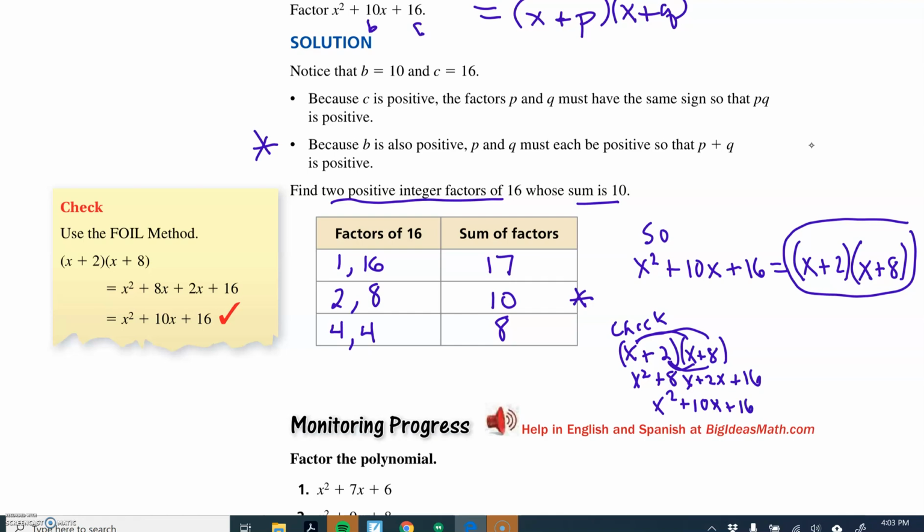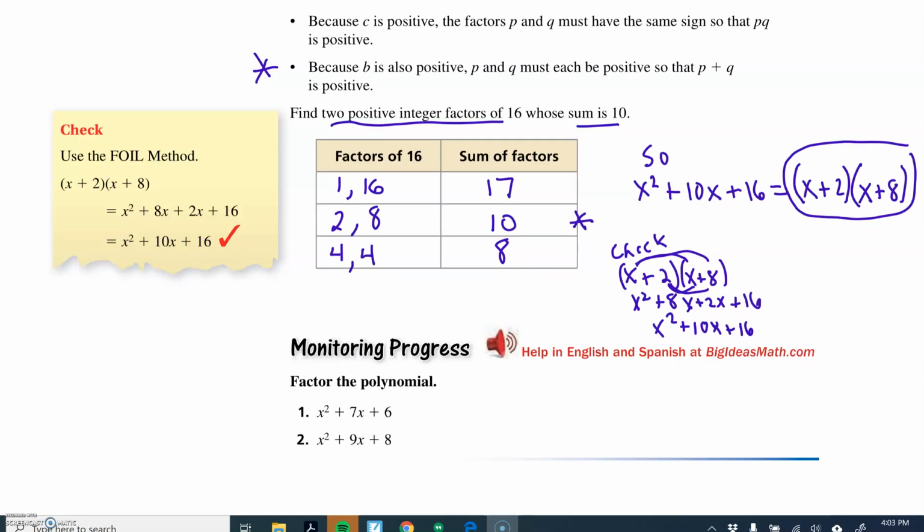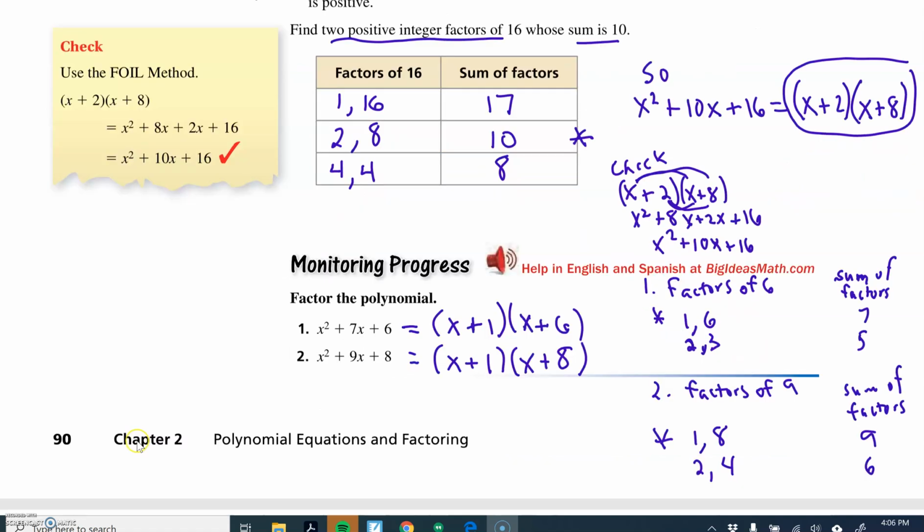Okay, I'm going to pause the video for a sec. You should pause as well and try the monitoring progress. See what you can do with those. Pause the video and try the monitoring progress, and then restart the video. I'll give you the solutions. Okay, there are the solutions to the monitoring progress, complete with the work over here on the side.